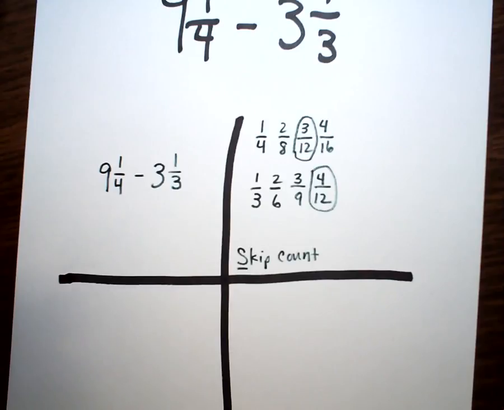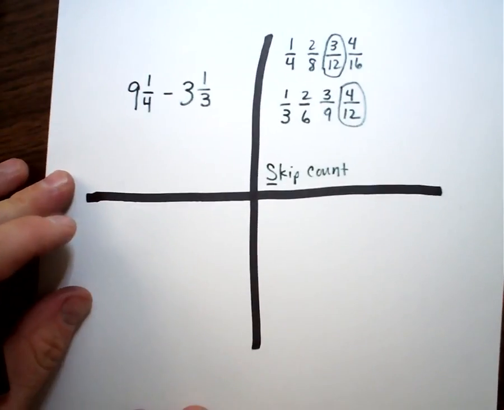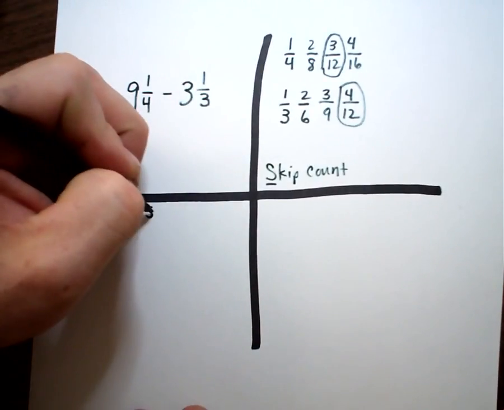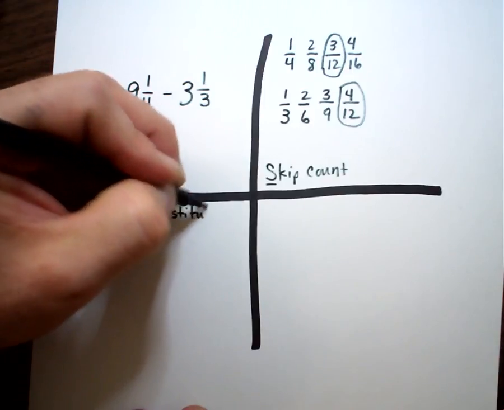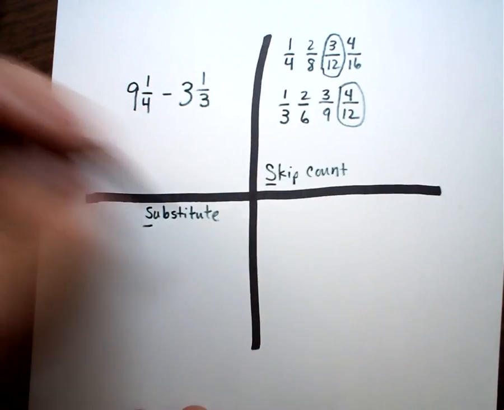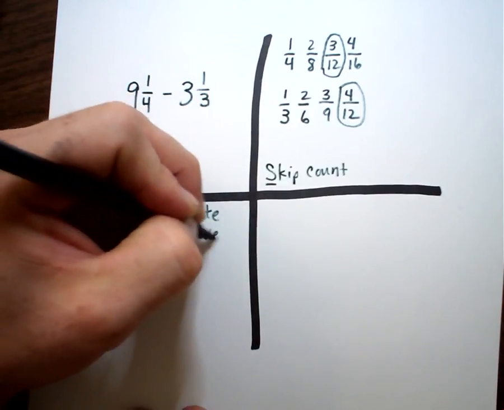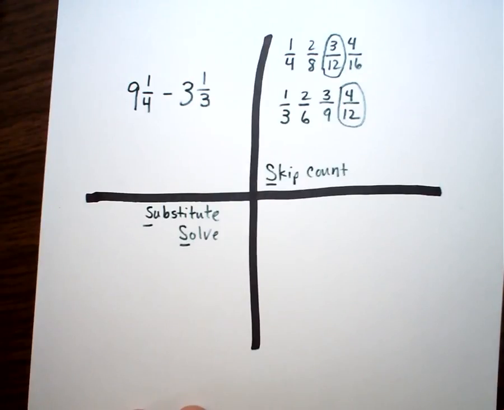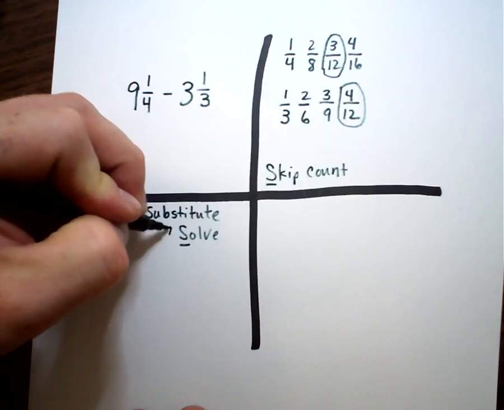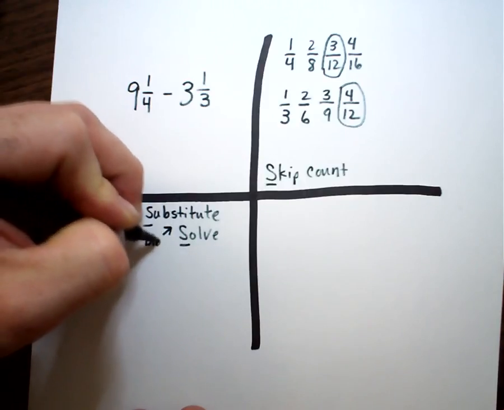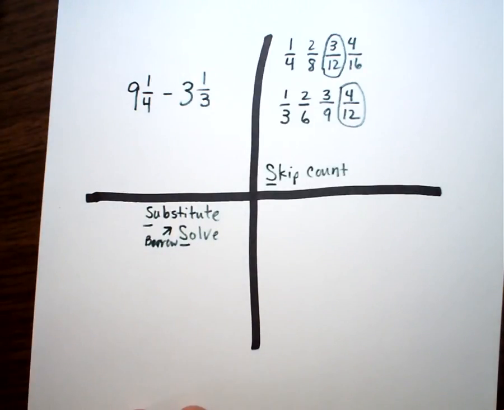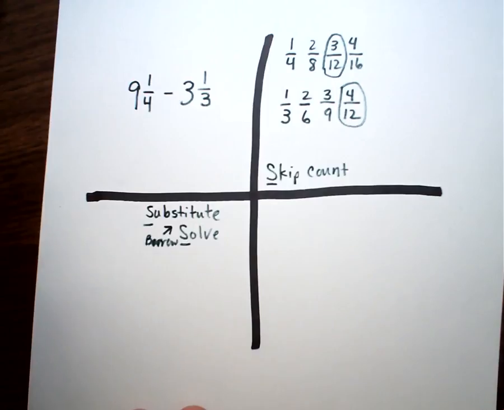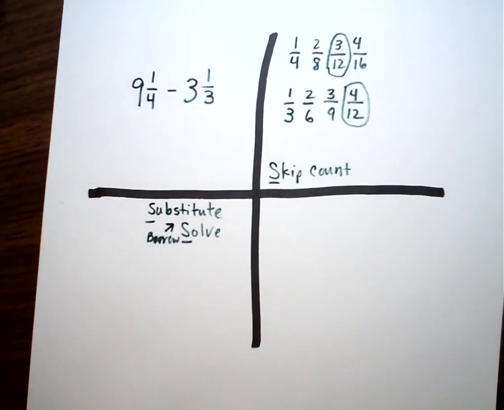Down here in this quadrant, I'm going to do the next S. The next S is to substitute. I'm going to substitute, and then I'm going to solve. Now, when we're subtracting, we're going to add a step in between. We're going to borrow before we solve. That's the only difference between the adding and subtracting steps.